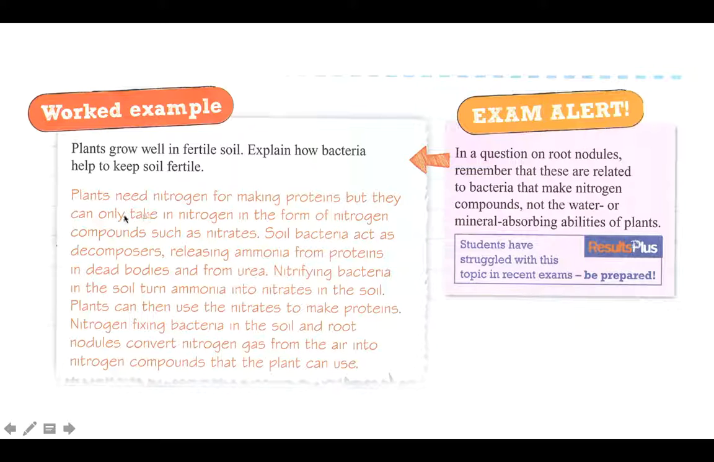So the student has said, plants need nitrogen for making proteins, but they can only take in nitrogen in the form of nitrogen compounds such as nitrates. Soil bacteria act as decomposers, releasing ammonia from proteins in dead bodies and from urea, which is urine. Nitrifying bacteria in the soil turn ammonia into nitrates in the soil. Plants can then use the nitrates to make proteins. Nitrogen-fixing bacteria in the soil and root nodules convert nitrogen gas from the air into nitrogen compounds that the plant can use. This would be a full mark answer. Okay?